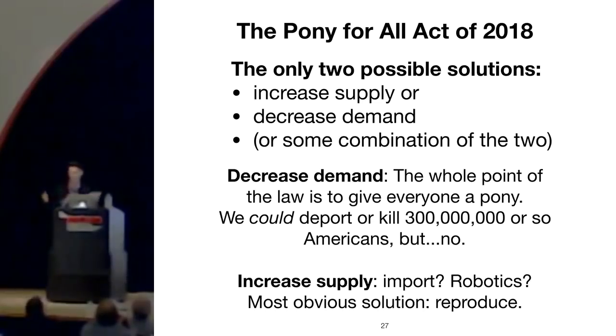So we could decrease demand, but that goes against the whole point of this law, a Pony for All Act of 2018. So that doesn't really make sense. We could deport or kill hundreds of millions of Americans as well to decrease demand. We're not going to do that. So we are going to increase supply. We could import ponies from other countries, probably won't make much of a difference. We could create robotic ponies, probably won't make much of a difference. So the most obvious solution is to reproduce.